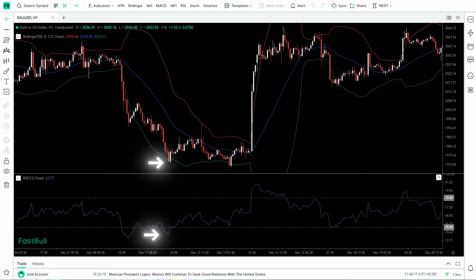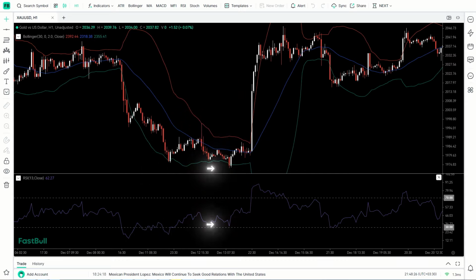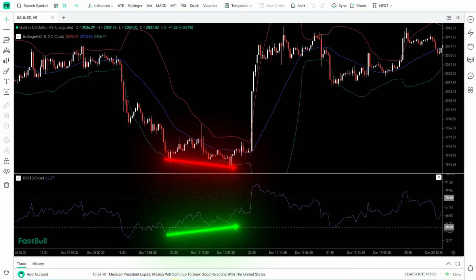Observe how the price drops to the lower Bollinger Band and then reverses. When it drops again, it makes a new lower low compared to the previous low. But there's an important detail: the RSI is forming a higher low. This phenomenon, where the price makes a lower low while the RSI makes a higher low, is known as divergence and is a strong signal to consider entering a trade.